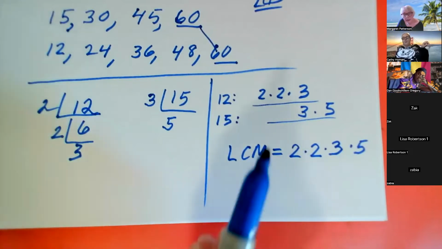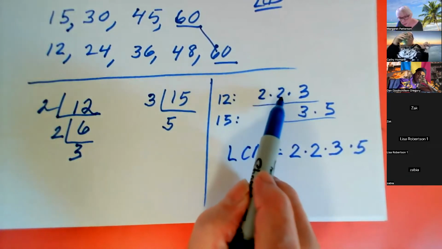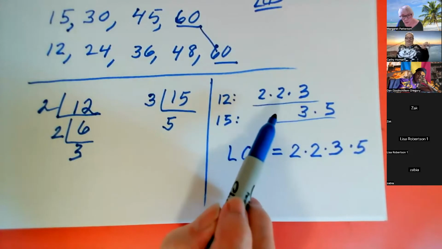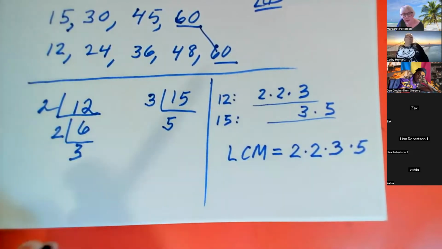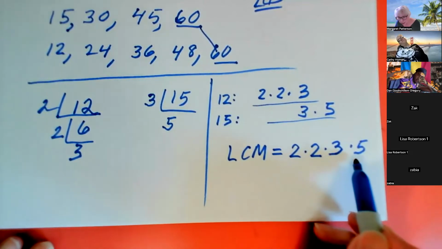You would need the most that, so for instance, if this one had 2 and this one only had 1, you would just need 2. You take the most, because 2 would be big enough for 1 and it would be big enough for 2. Okay. But I want you to see that this is 60.